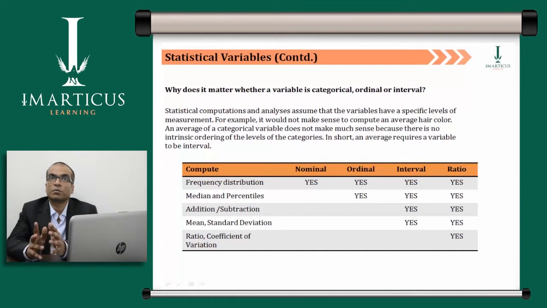So now why are these important? Why do we need to understand what is nominal, ordinal, interval and ratio? It is because based on the type of variable you can do certain computations in terms of statistical analysis. If a variable is nominal, you can do a frequency distribution. If it is ordinal, you can do frequency as well as median and percentile computation. If it has an interval scale, then you can do frequency, median and percentile computation, addition and subtraction, mean, standard deviation, everything is possible. And if it is a ratio, you can do almost everything.